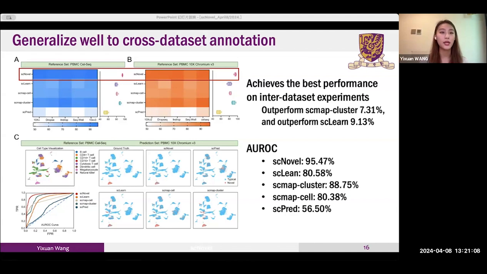So we next move on to explore whether scNovel can generalize well to cross dataset annotation. The result here shows that scNovel achieves the best performance on the intra dataset, with figure A using the cell-seq as reference, while figure B used the PBMC 10x v3 as reference. And we can find that scNovel outperformed the SCMaps cluster by 7.31 and outperformed scLearn by 9.13.